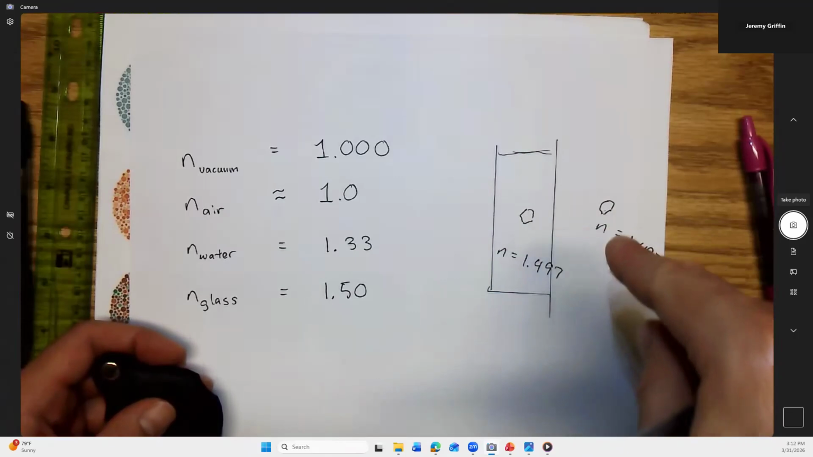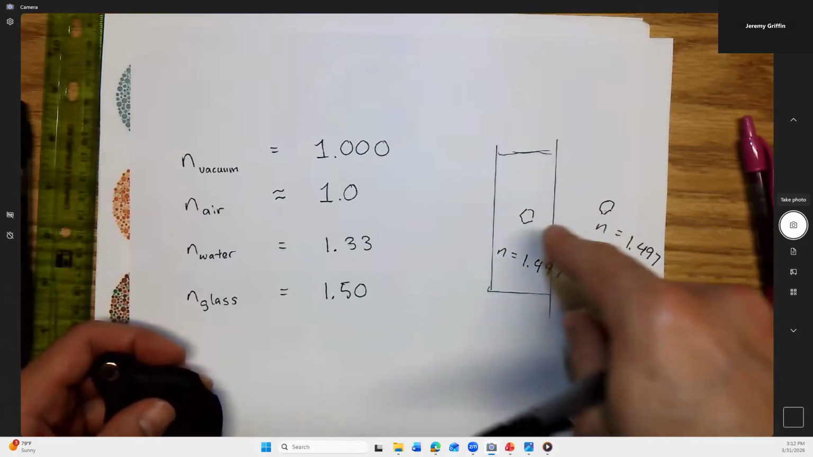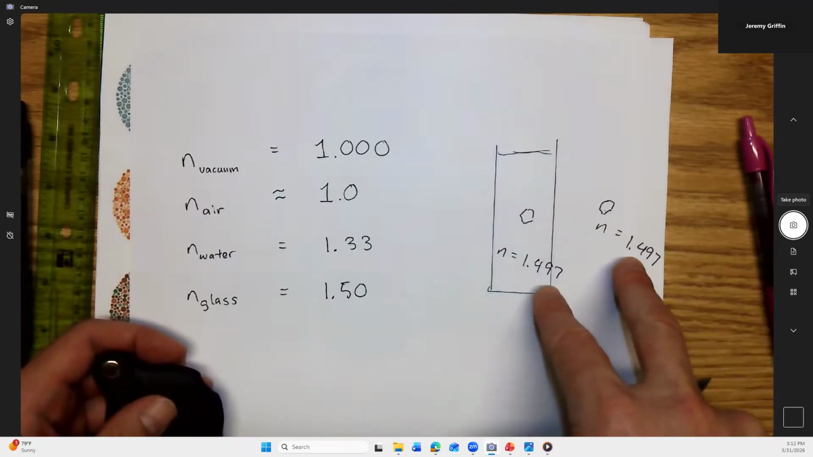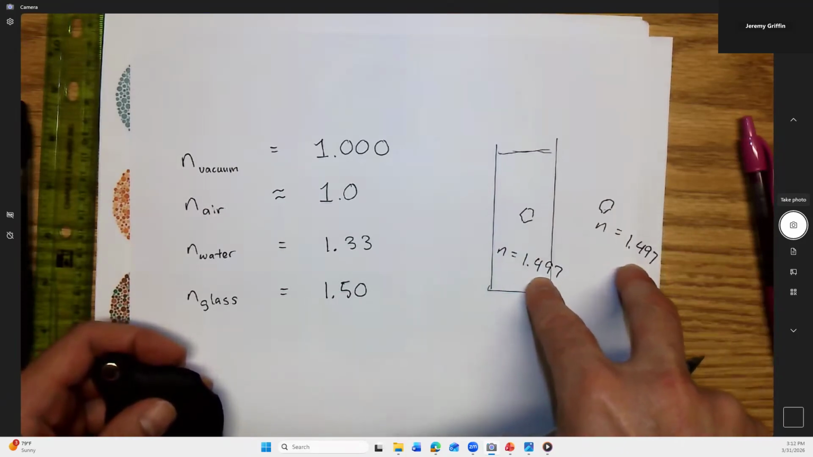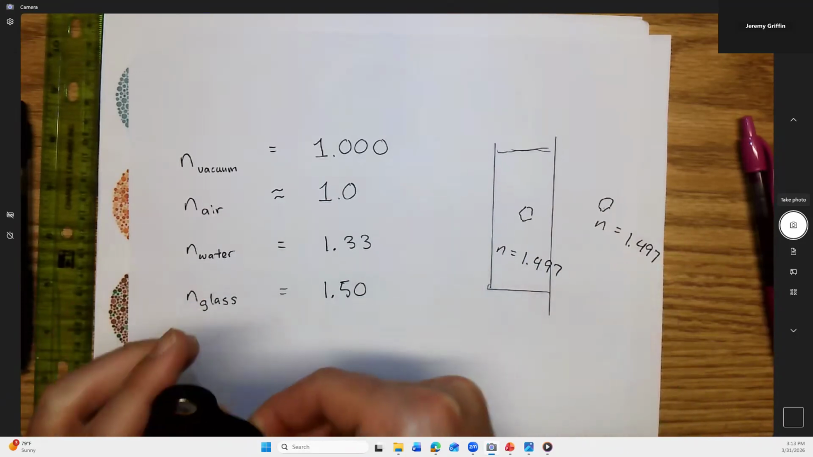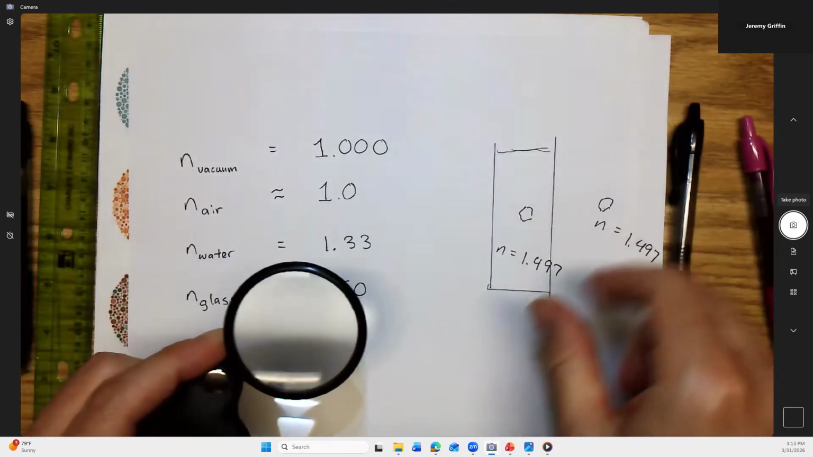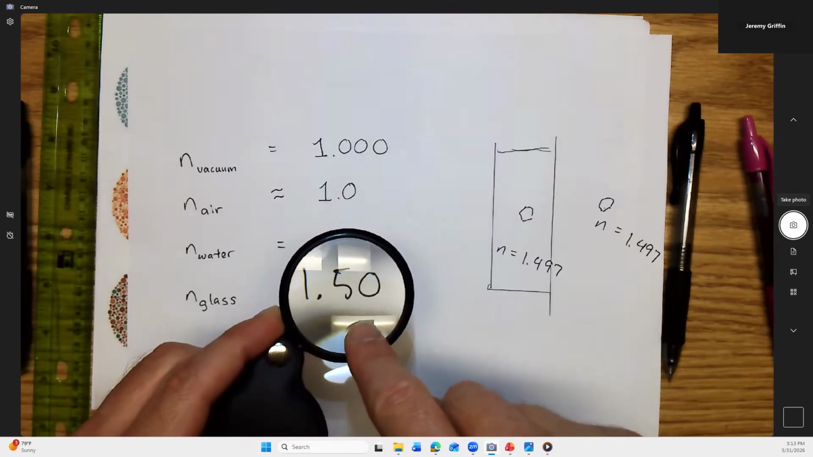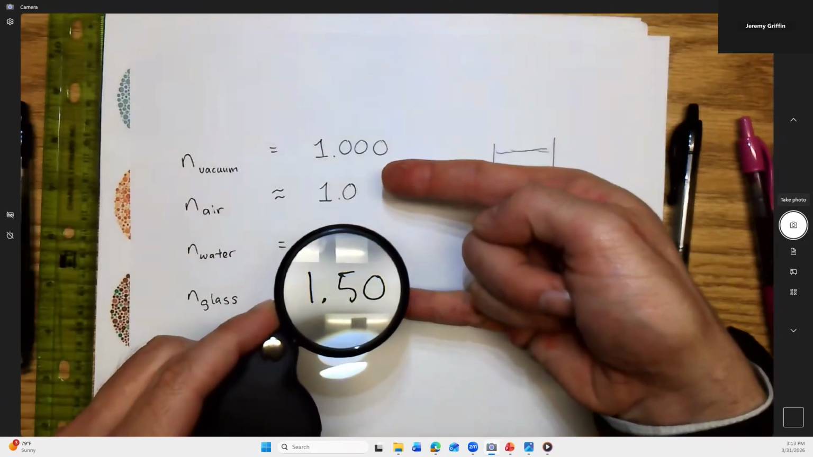Completely invisible. You don't even know there's a glass shard in there. You can't even see it. And that's how you know, aha, now I know the index of refraction of that glass. See like that? All right, so now we're going to go back to this pool. This magnifying glass right now is able to magnify because the index of refraction of the glass is 1.5 versus air is 1.0. That's a difference, isn't it?